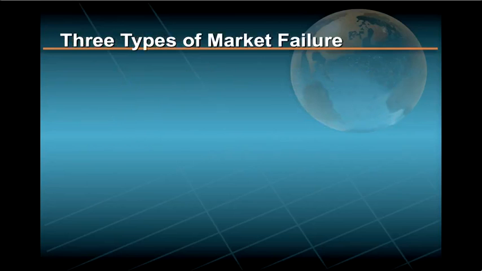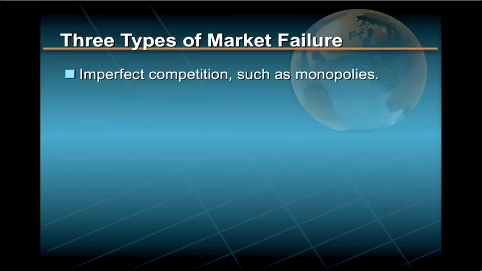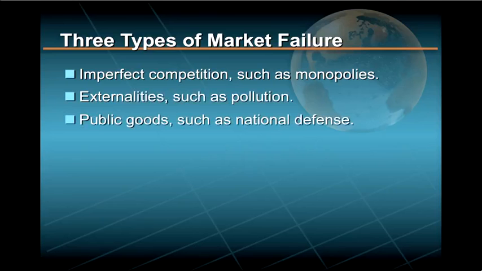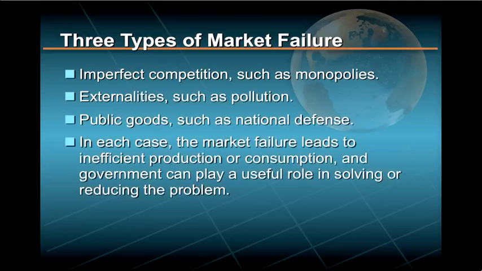The three most important market failures involve imperfect competition, such as monopolies, externalities, such as pollution, and public goods, such as national defense. In each case, the market failure leads to inefficient production or consumption, and government can play a useful role in solving or reducing the problem.